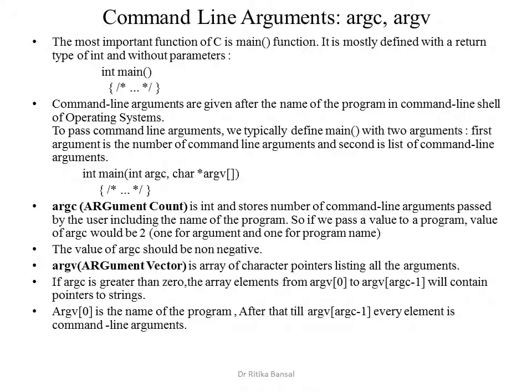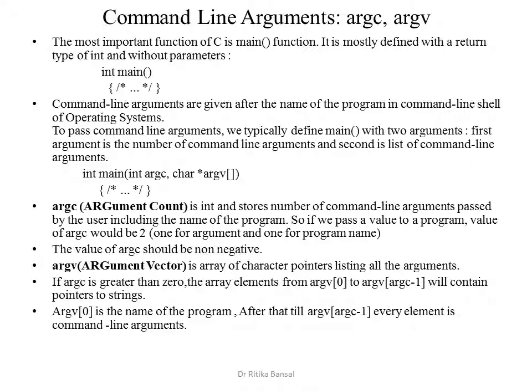So if we pass a single value to a program, one argument and one program name, then the total argument count will be 2. Clear? Again repeating, $ sign program 1 space A. Then program 1 is the name of the program and A is the argument you are supplying. So A is the argument which is counted in the argument count along with the program name. I will explain through the example also later on. Just try to understand that we are supplying some arguments to the main function which we have not done yet.